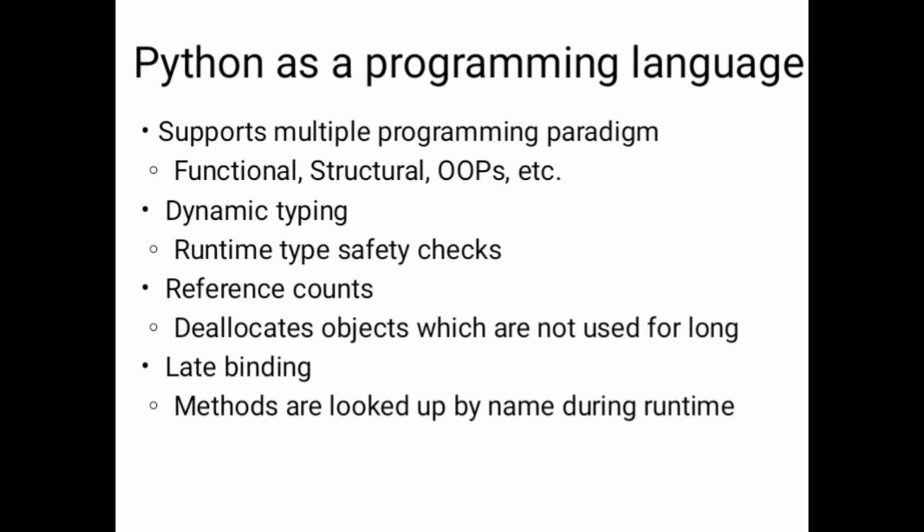Next, dynamic typing. Unlike Java or C++, Python does not require you to declare variable types explicitly. This makes coding faster and more flexible. Reference counting, that means garbage collection. Python automatically manages memory. When an object is no longer used, it is removed from memory. Next, late binding. Methods and variables are resolved at runtime, allowing for more flexible coding.